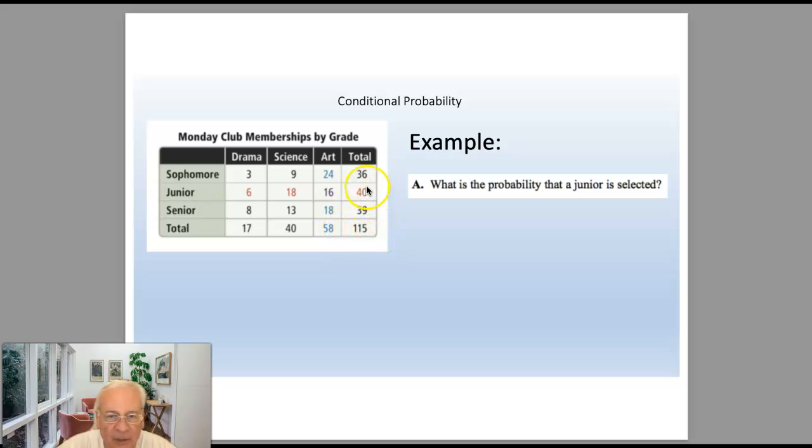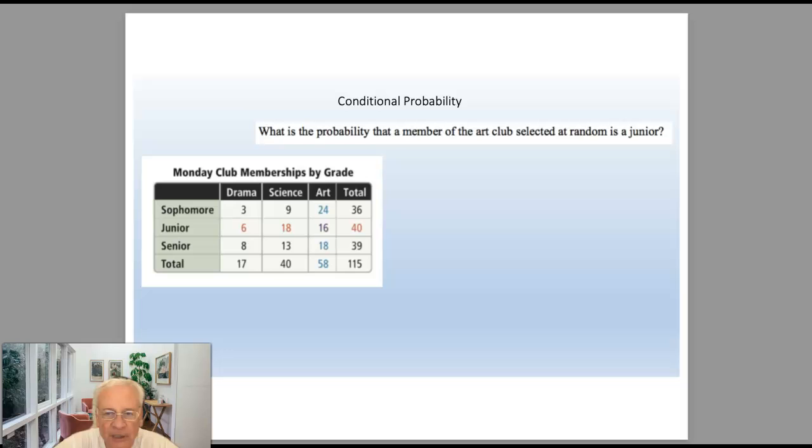How many juniors are there? Up there, the total is 40. So it's going to be 40 over 115. That's 35%. That's regular probability. That's not conditional. We're just looking at all of them.